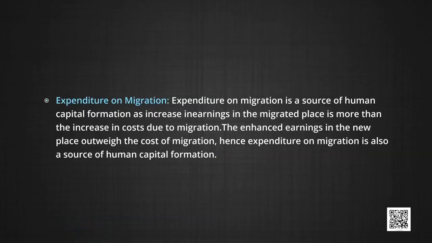Expenditure on migration. People migrate from one place to another in search of jobs that fetch them higher salaries. Unemployed people from rural areas migrate to urban areas in search of jobs. Technically qualified persons like engineers, doctors, etc., migrate to other countries because of higher salaries that they may get in such countries. Migration in both these cases involves cost of transportation from one place to another and higher cost of living in the migrated places. Expenditure on migration is a source of human capital formation, as the increase in earnings in the migrated place is more than the increase in cost due to migration.